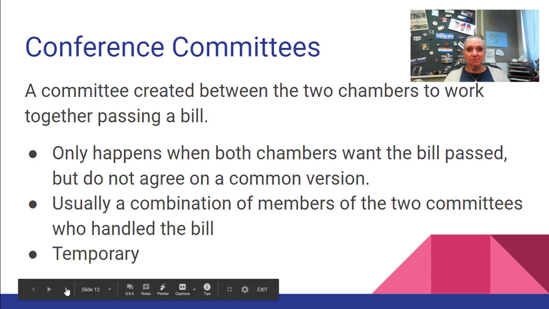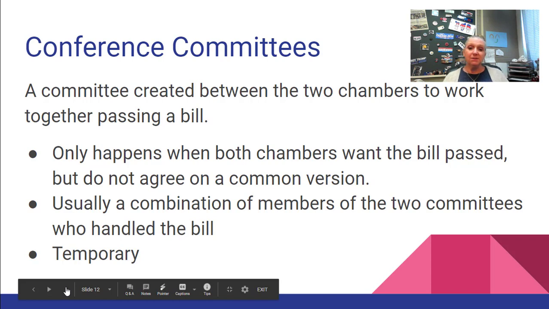And then our last committee is our conference committee. It's a committee created between the two chambers to work together passing a bill. So the lawmaking process requires that a proposed bill, future law, get passed through the House and then also through the Senate. But oftentimes what happens is that when the bill comes out of both of those houses, they're not the same. Like the House could pass it and send it to the Senate, and the Senate will change it. So now they're not the same bill.